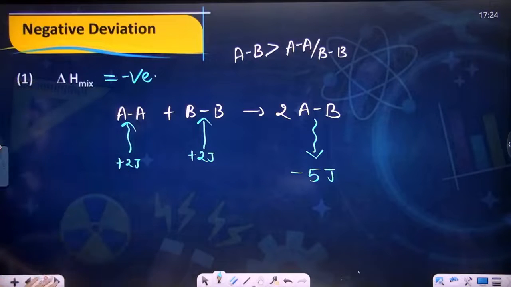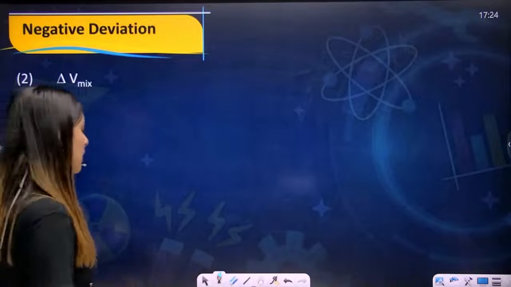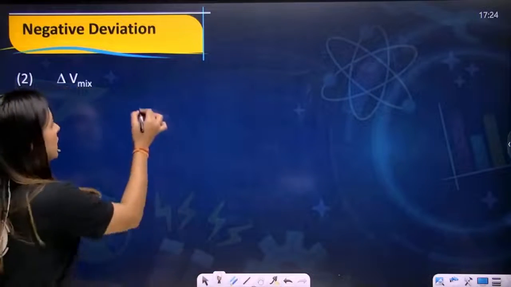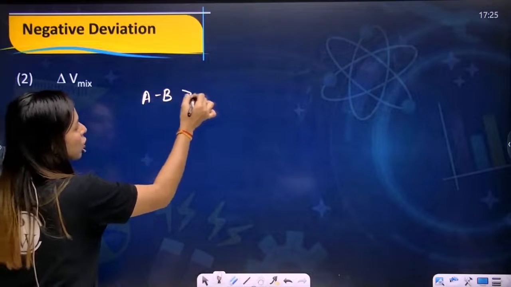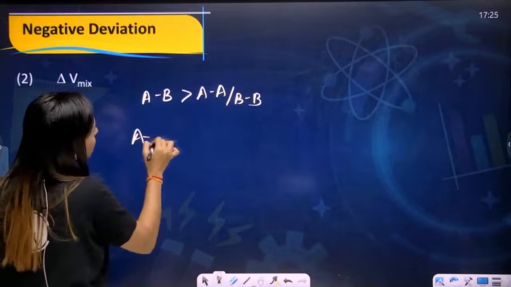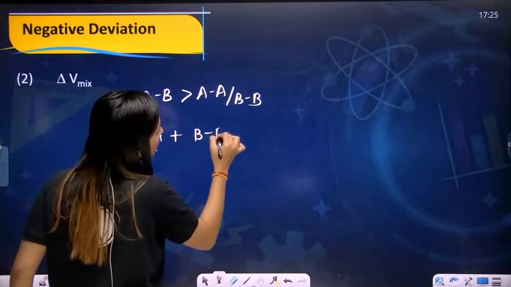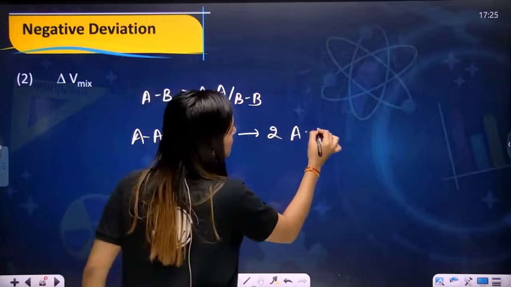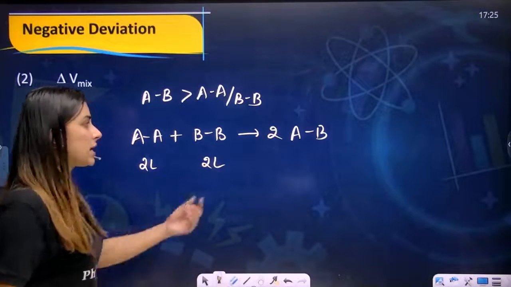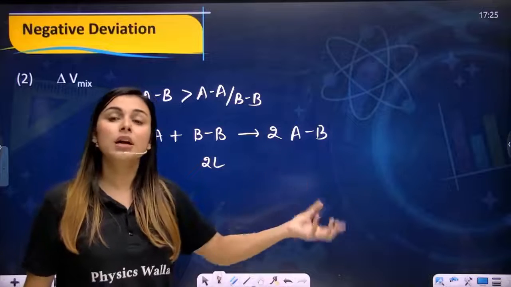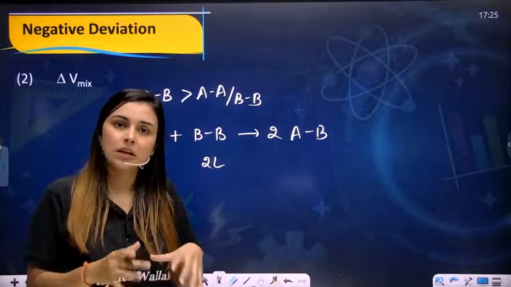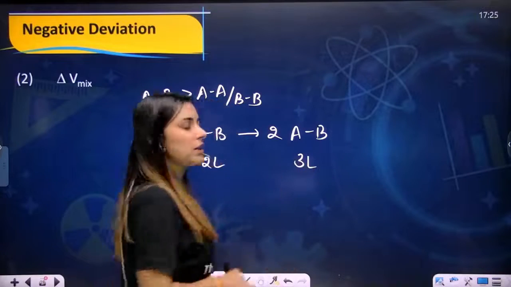Now let's move forward. Next is your delta V mixing. I hope you can give me the answer here as well. Again, ma'am, we know that this time AB interactions are stronger than AA interaction and BB interaction. So if we have AA plus BB, which gives us 2 AB interactions, and if the volume here is 2 liters and here also it is 2 liters, now the interactions are stronger. Now the particles are coming closer to each other, then the volume will be less, right? So let us say the volume will be 3 liters.